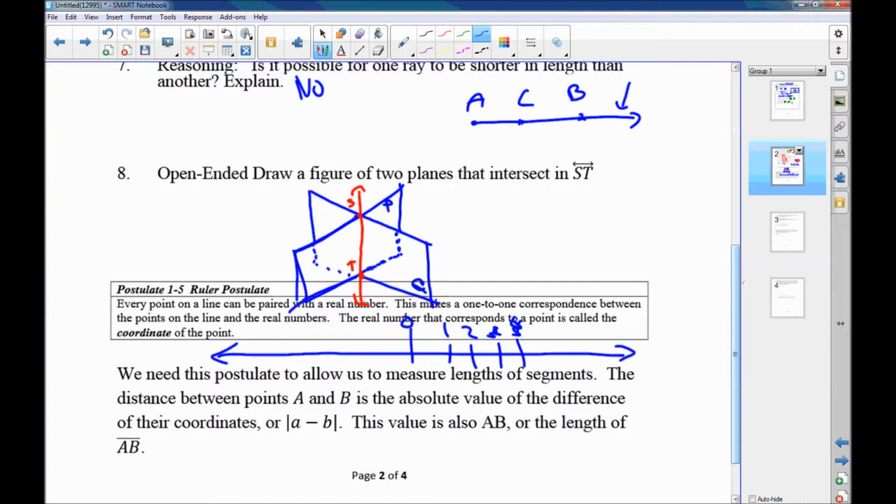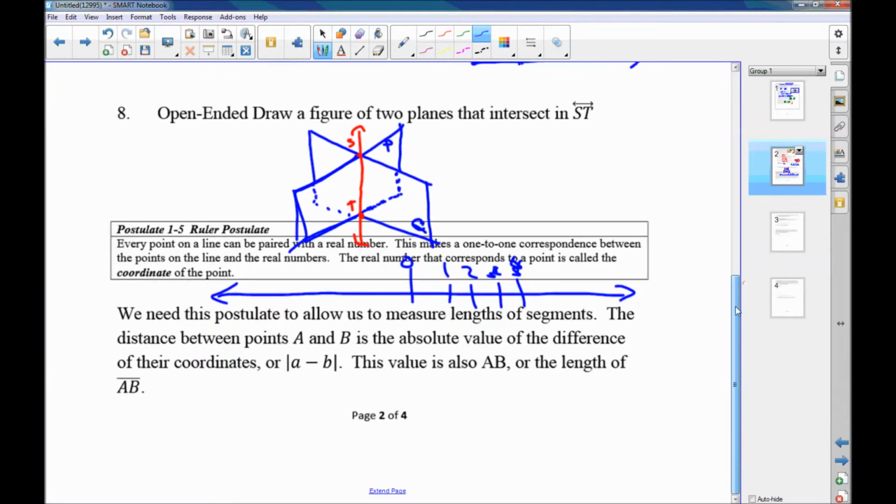Okay? All right, so we're going to need this postulate to allow us to measure lengths of segments. So the distance between A and B is the absolute value of the difference of their coordinates at A and B. So let's say A was at 1 and B was at 4, then the distance is going to be the absolute value of the difference. So 1 minus 4, take their absolute value, is going to be the absolute value of -3, which is 3.